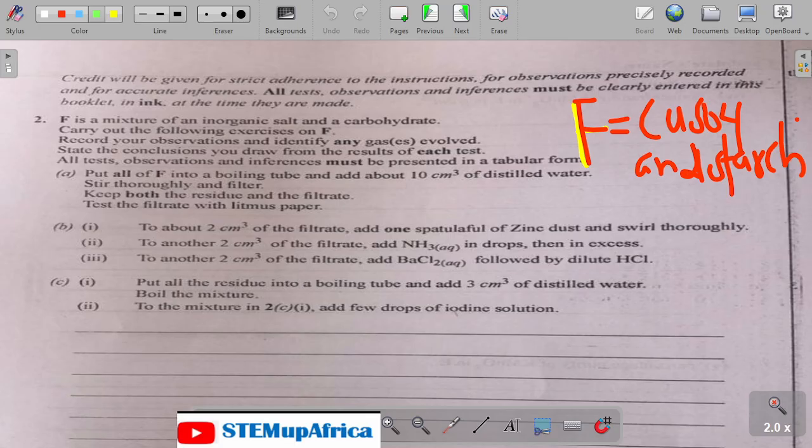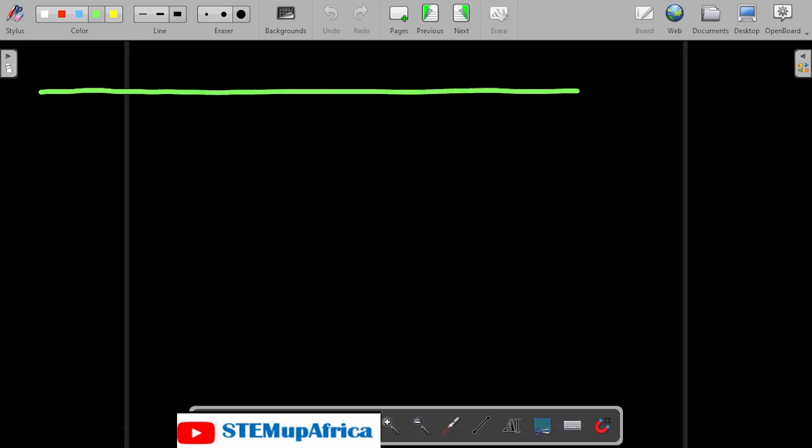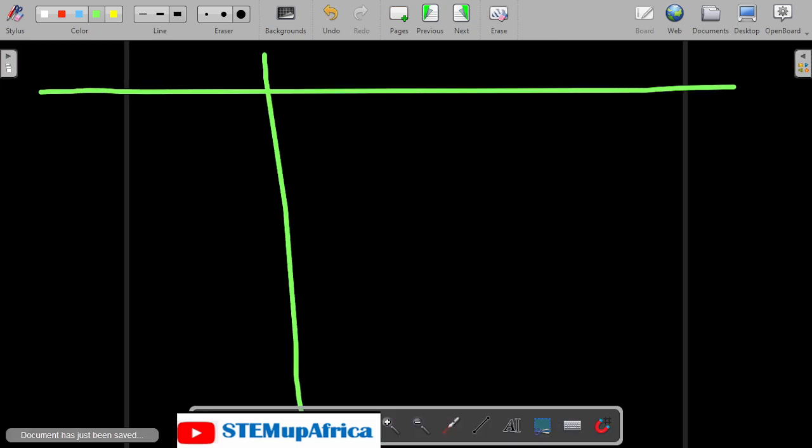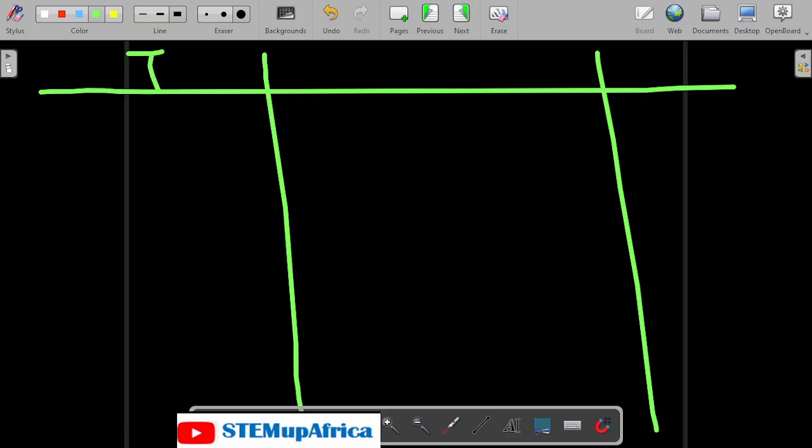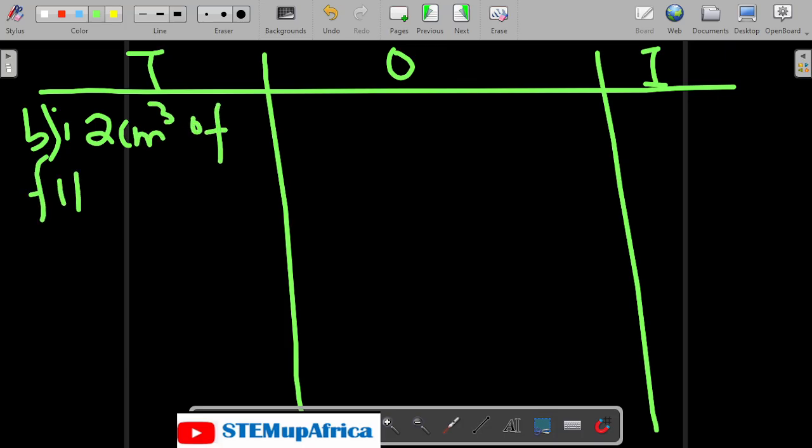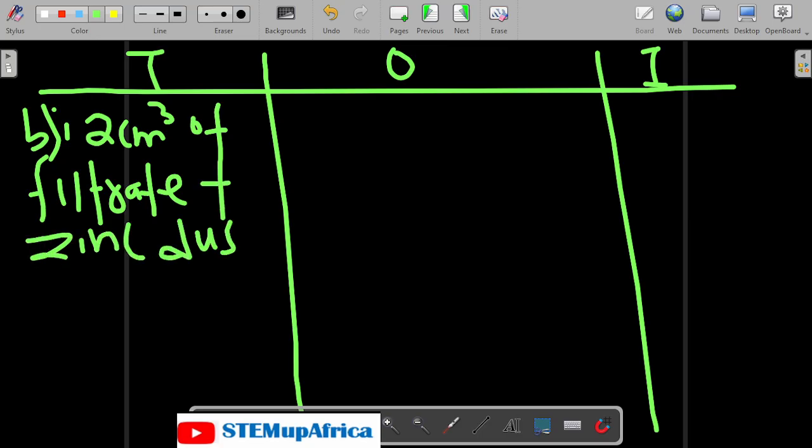Now, about question B, Roman figure 2: to about 2 cm cube of filtrate add 1 spatula of zinc dust and shake thoroughly. So B, Roman figure 1, that's what we're going to have. This is a test, observation, inference. B1 now, 2 cm cube of filtrate plus zinc dust.